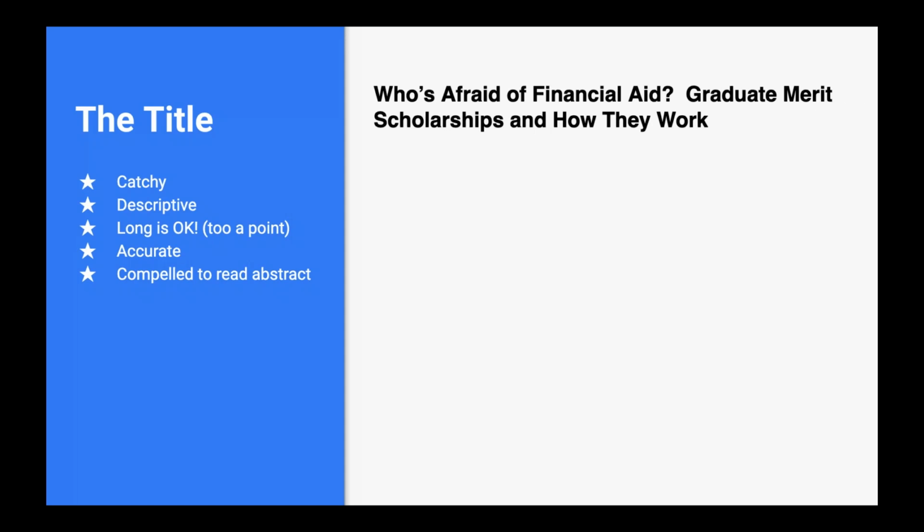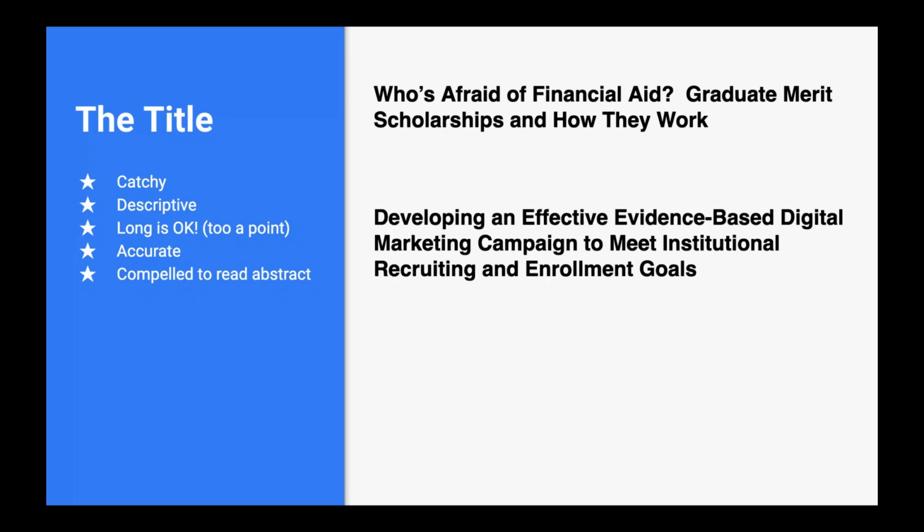So I'm just going to put a couple titles from some of the top winning proposals recently that Marcus shared with us. So like, Who's Afraid of Financial Aid? Graduate Merit Scholarships and How They Work. This is another one that's a little bit longer, but: Developing an Effective Evidence-Based Digital Marketing Campaign to Meet Institutional Recruiting and Enrollment Goals. Man, just reading that title, I get a sense of what that's going to be about. It's very clear.